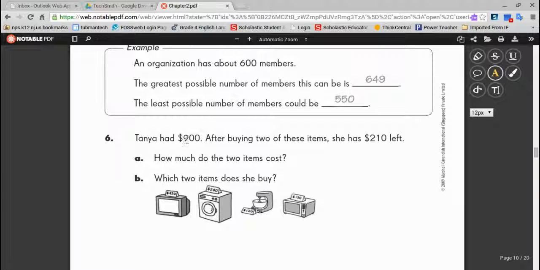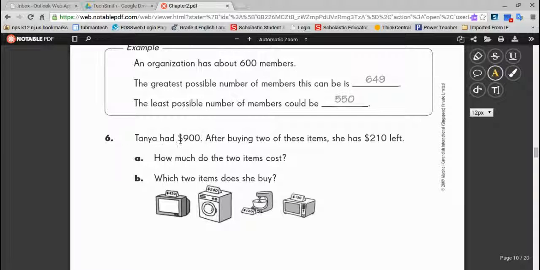So let's look at number 6. Tanya had $900. After buying 2 of these items, she has $210 left. A. How much do the 2 items cost? B. Which 2 items does she buy? So when we do word problems, we like to do it one sentence at a time, and we draw pictures to help us understand this.